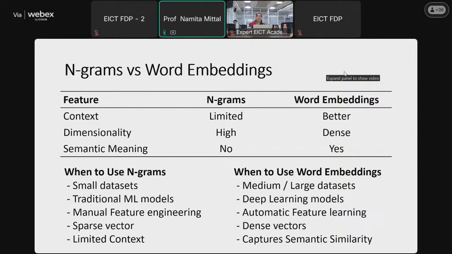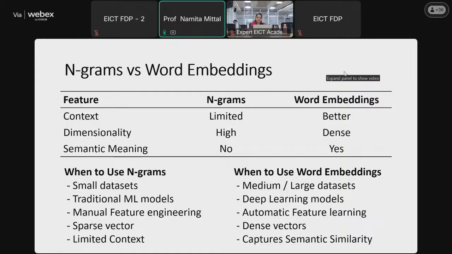So now I'm connecting yesterday's lecture with this one. We understood word embeddings, right? Now the question is, are we not happy with word embeddings? Why do we use n-grams, and how are n-grams related to word embeddings? How do we connect it?